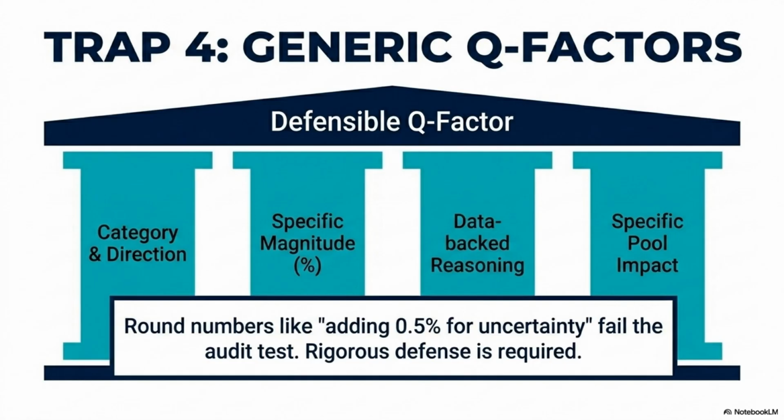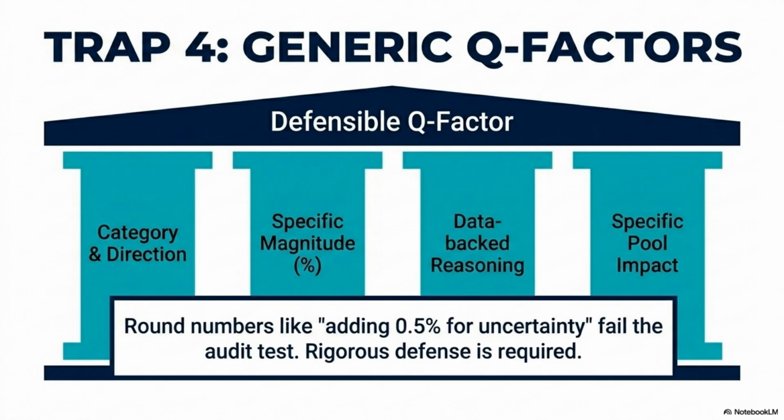Trap 4 is generic qualitative factors, also called Q factors. These are often applied as a round number percentage add-on with no written rationale. A statement like economic conditions are uncertain, so we added 0.5% will not survive an audit.